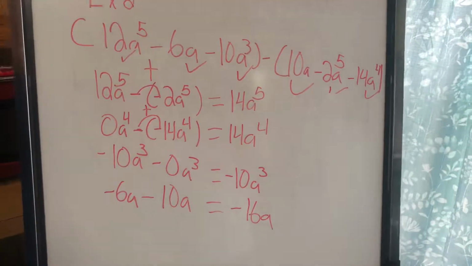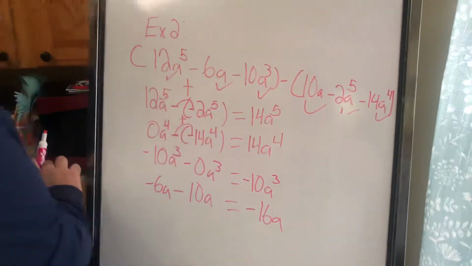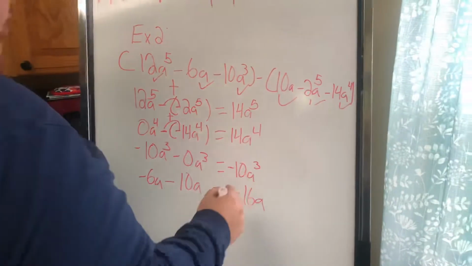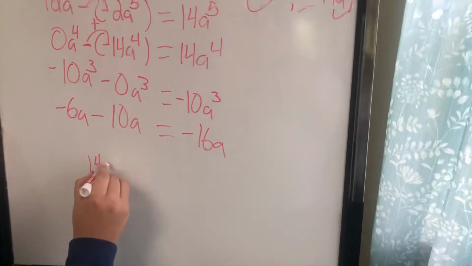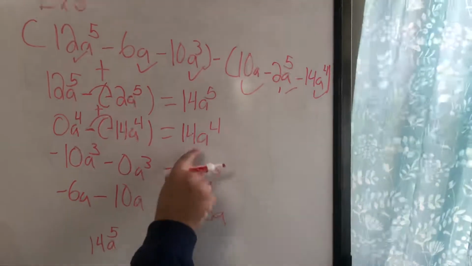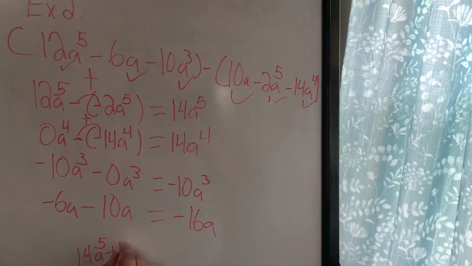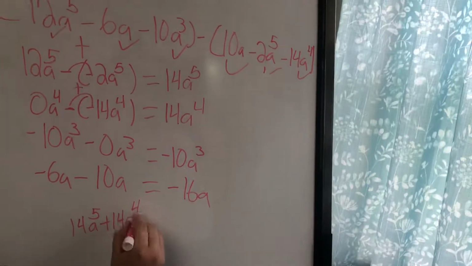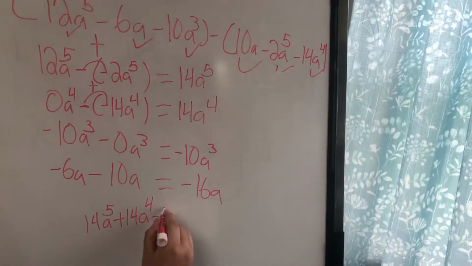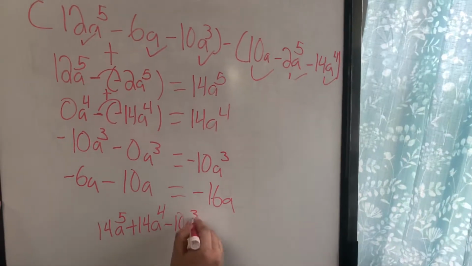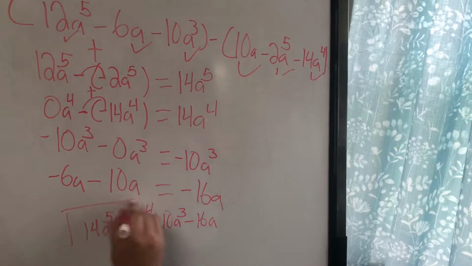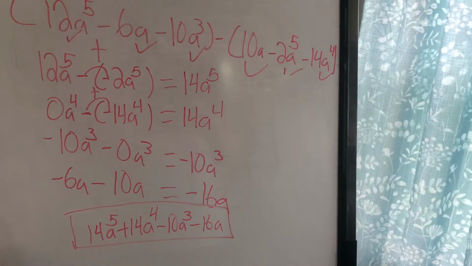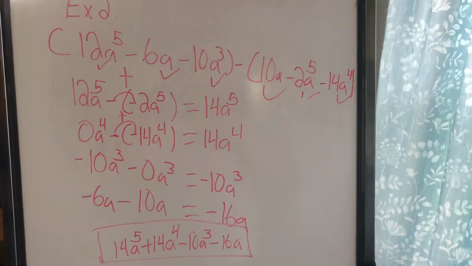And then my final answer, combine everything together in order, is going to be 14a to the power of 5. It's positive, so plus 14a to the power of 4. It's negative, so minus 10a to the power of 3. It's negative, minus 16a. Example problem number 2 is complete.